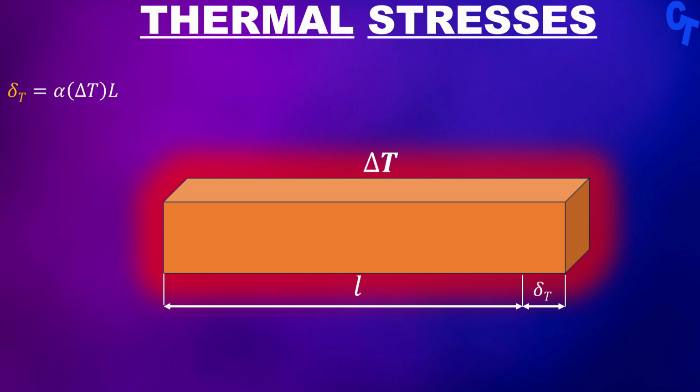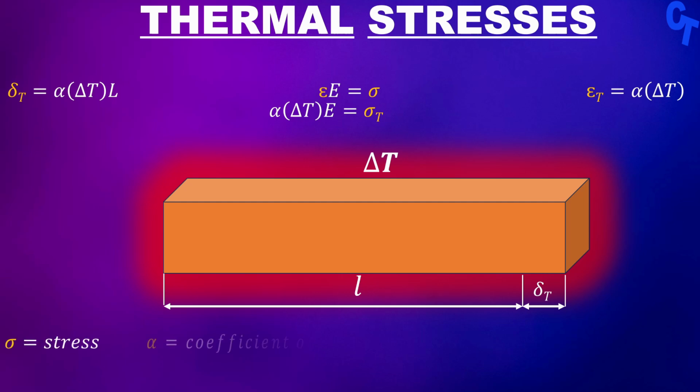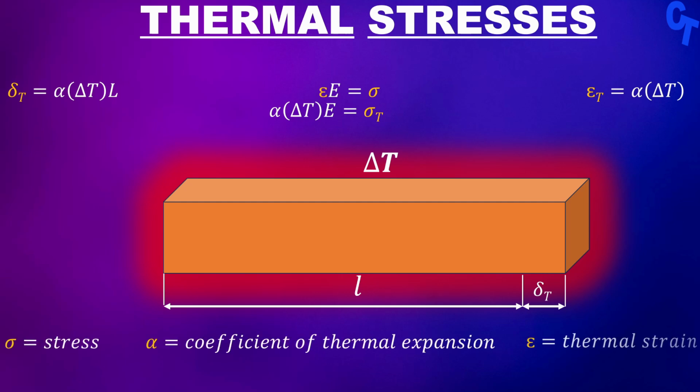For most structural materials, thermal strain is proportional to the temperature change. Since we know the relationship between stress and strain, we can come up with a formula to calculate thermal stress. Stress is proportional to strain, where E is the modulus of elasticity. Now, if we substitute thermal strain from the second equation, we can see that thermal stress is equal to alpha times change in temperature times E.